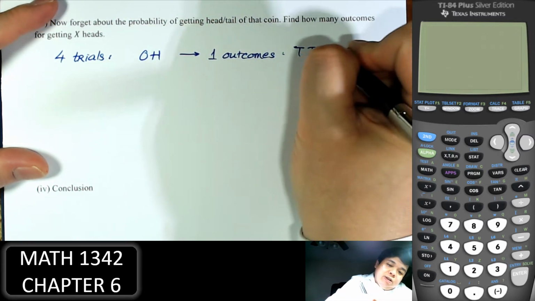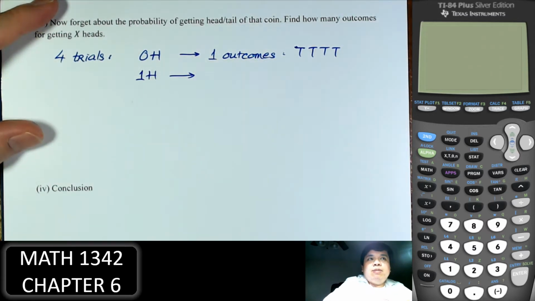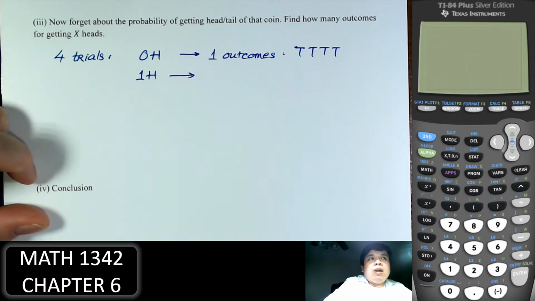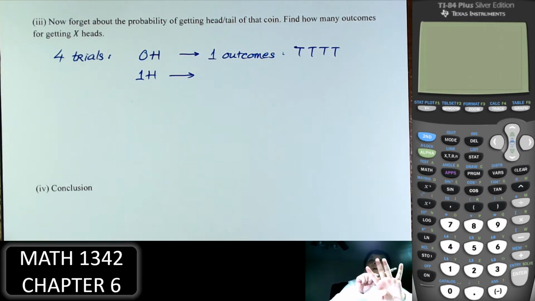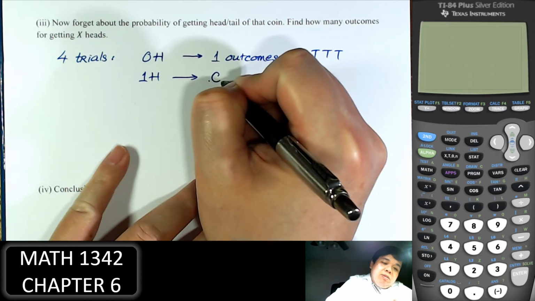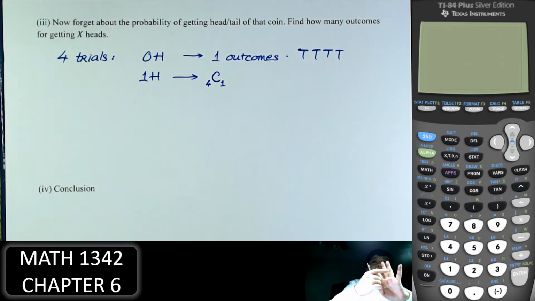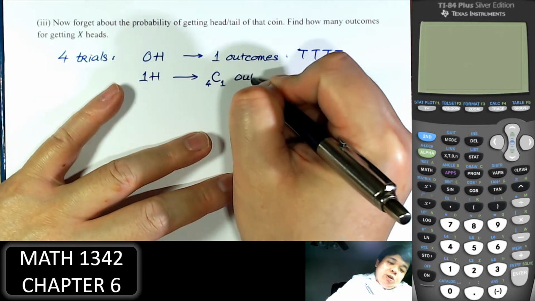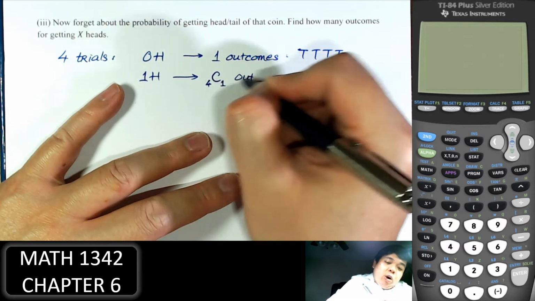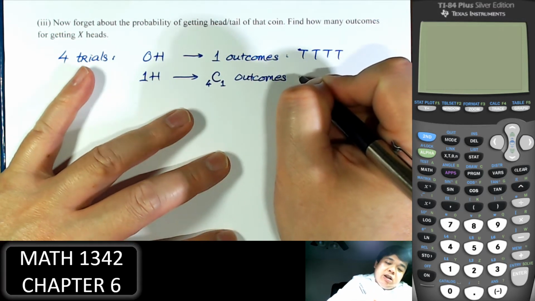Tail, tail, tail, tail. Now, for 1 hat, how many outcomes do we have? Think about that. One of them has to be a hat, right? So this is the combination: pick 1 out of 4. We choose one of them to be hat, and the rest will be tail. So we have a combination of 1 out of 4 outcomes, and we can list them, but there will be 4 outcomes.